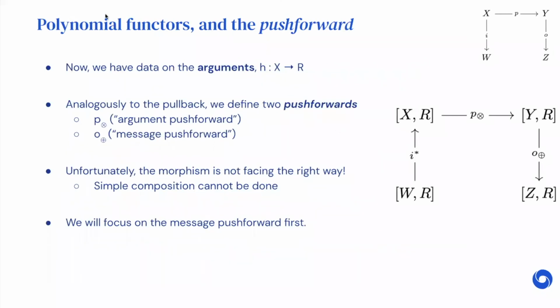Now, you might be asking, once I have data that lives on X, I need to send it to Y. So can I do function composition again? Well, you cannot. These operations, known as push forwards, are tricky because the arrow, the P arrow, is pointing the wrong way. To do composition, P would need to be pointed backwards. So generally speaking, you cannot do a simple composition to go from XR to YR. And therefore, we need to define these two push forwards, P times and O plus.